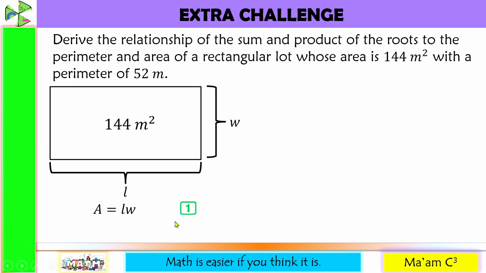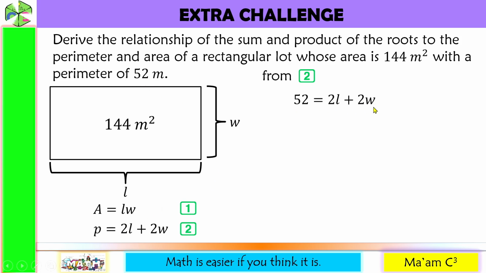And we also know that perimeter is equal to twice the length plus twice the width. Let this be our equation 2. We are given that perimeter is equal to 52. Let us substitute that in our equation 2. We can divide these terms by 2. Let us do that. 2 and 2 here will cancel out, as well as the 2 here. And 52 divided by 2 is 26. So we have 26 is equal to L plus W.